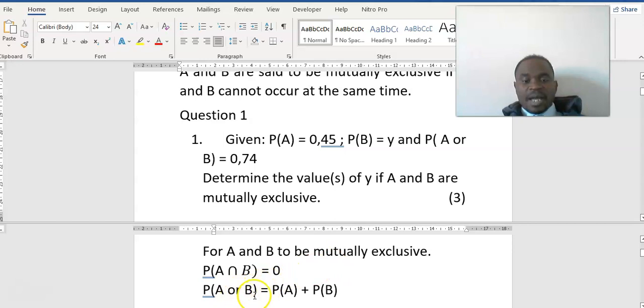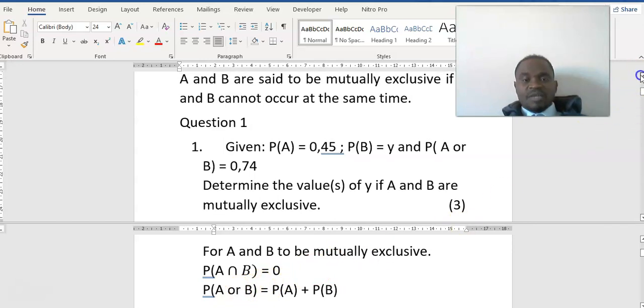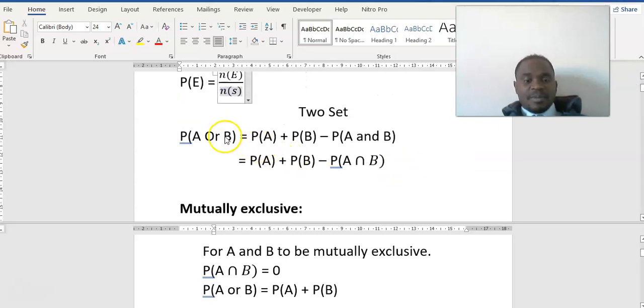So remember the first formula: probability of A or B is equal to probability of A plus probability of B minus probability of A and B, that is A intersection B. For it to be mutually exclusive, A intersection B is supposed to be 0. So this side is going to be 0, and it's going to remain only probability of A plus probability of B. So for mutually exclusive, the formula changed to this. You have this formula in your formula sheet, but not this one.